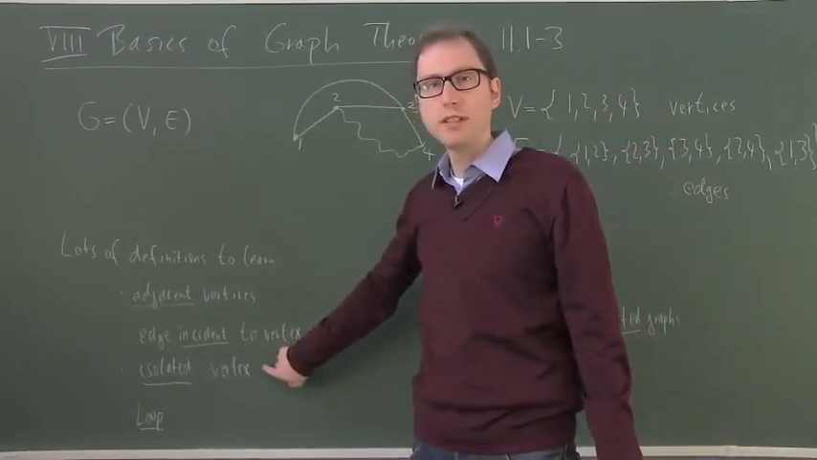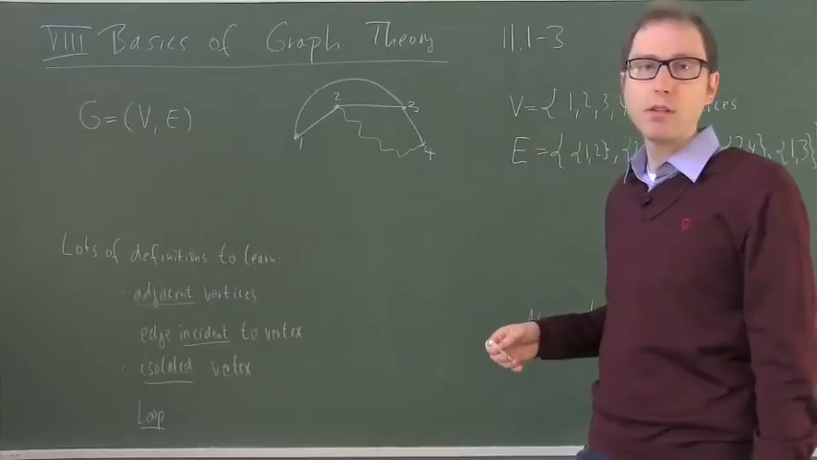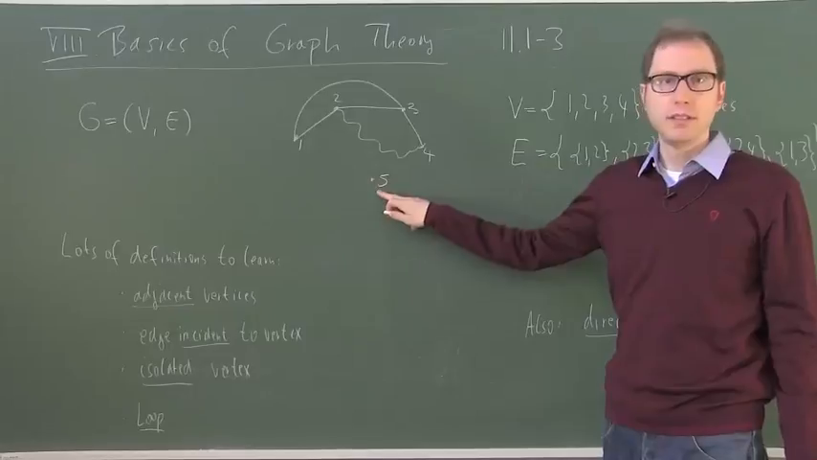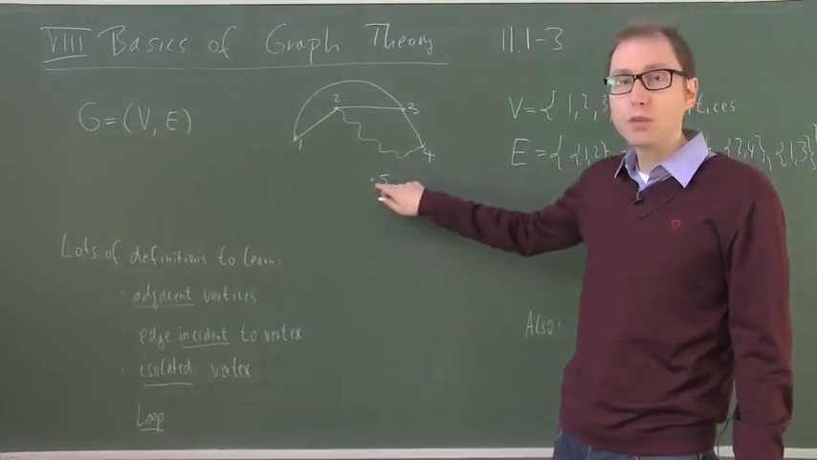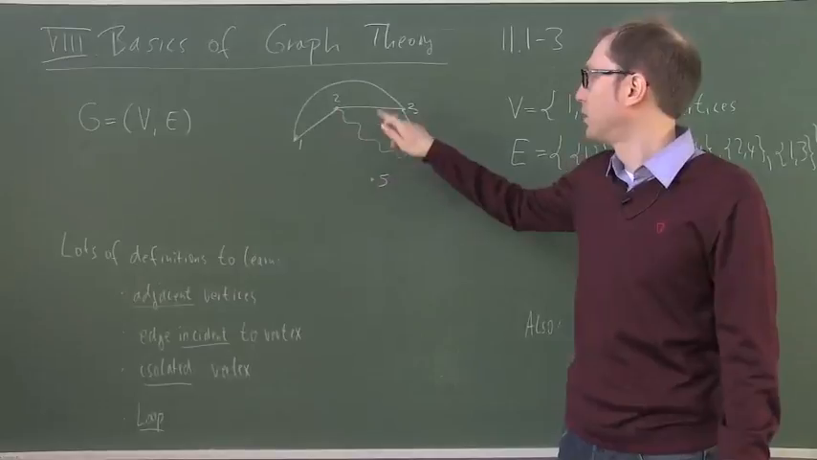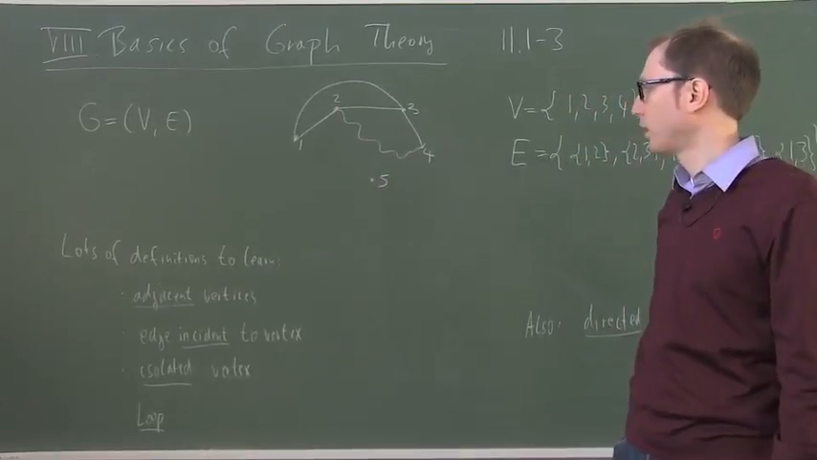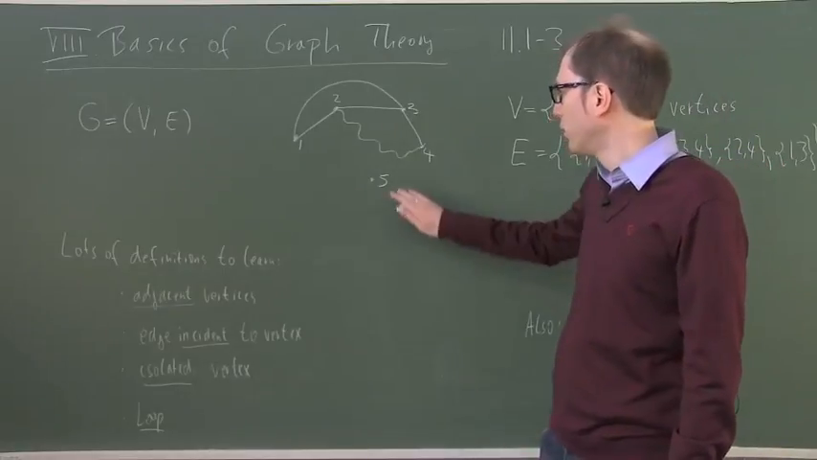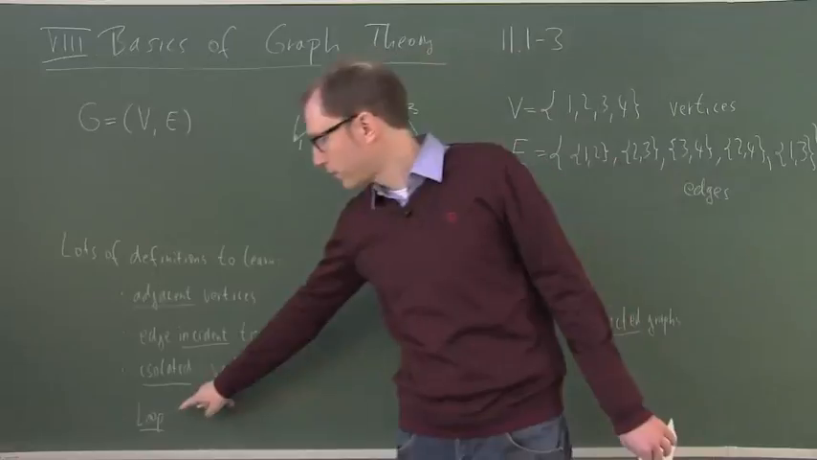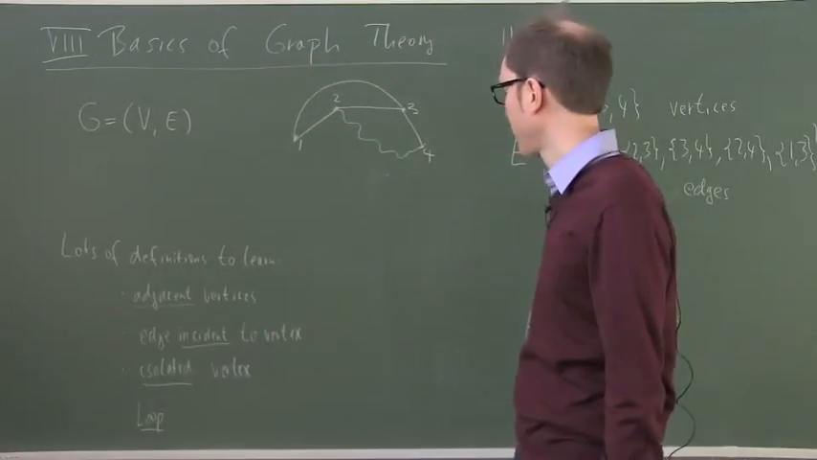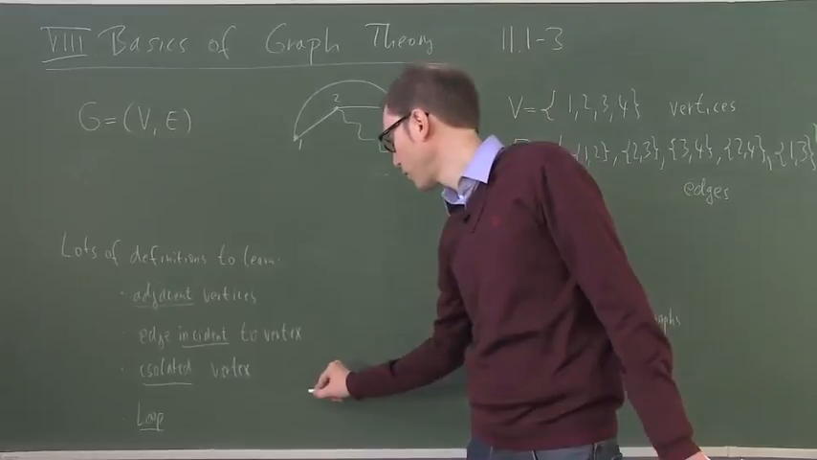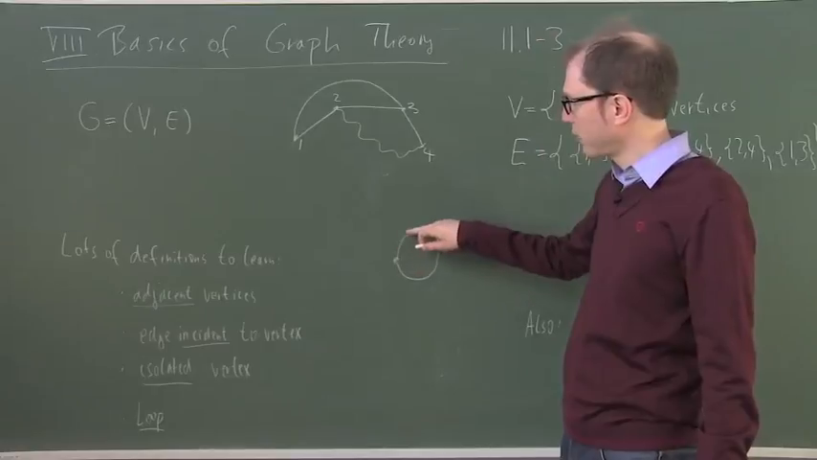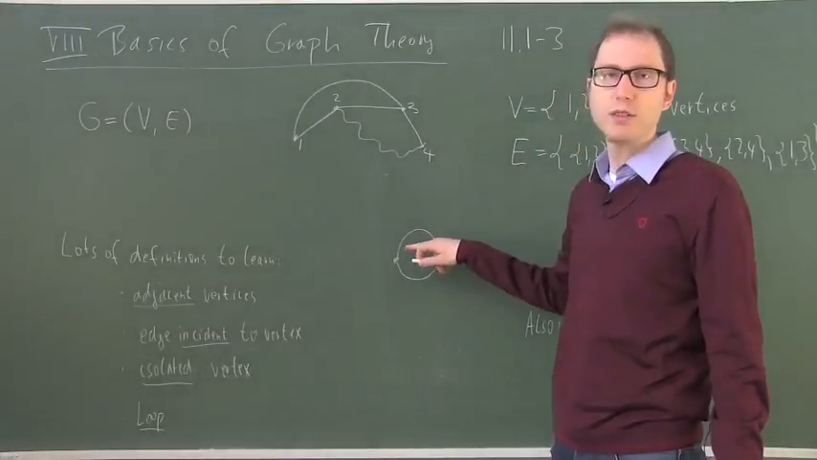Then isolated vertices, what's that? In that graph there is no isolated vertex, but assume we would add a vertex here. Then this vertex is called isolated because it's not connected to any other vertex, so it's not in any edge. Finally we have the definition of a loop. A loop would mean that you have a vertex and an edge where we allow that the vertex is connected to itself.